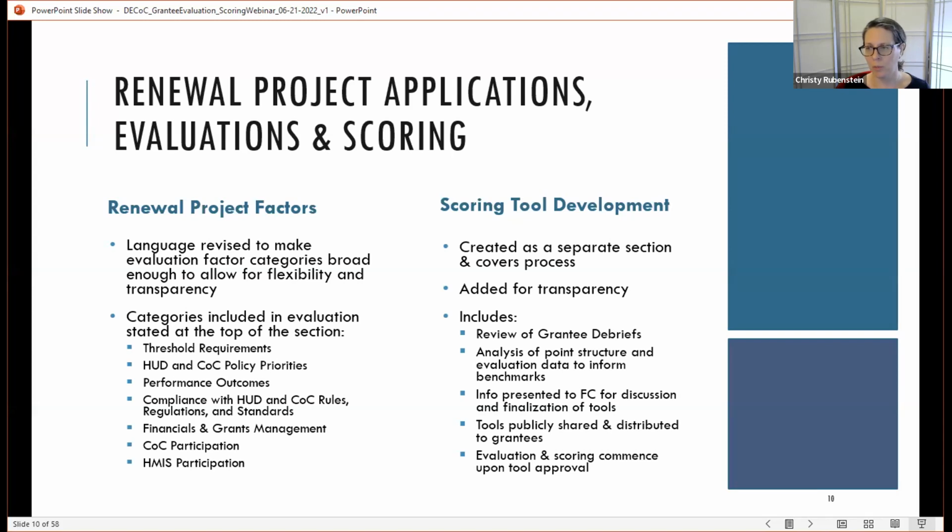The scoring tool development, again, has its own section where we talk about how the scoring tool itself would be developed, and specifying that we're going to look at grantee debriefs, look at data and analyze the point structure, and analyze the data for thresholds and benchmarks. Info gets presented to the funding committee and they get to finalize the tools, and the tools are then publicly shared and distributed to grantees, and the process commences upon the sharing of the tool.